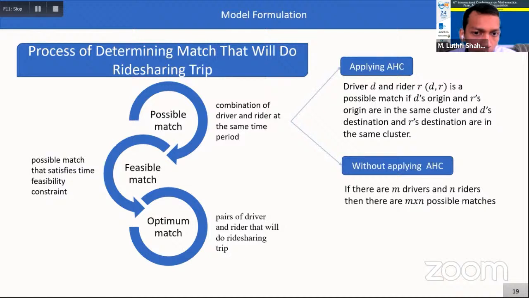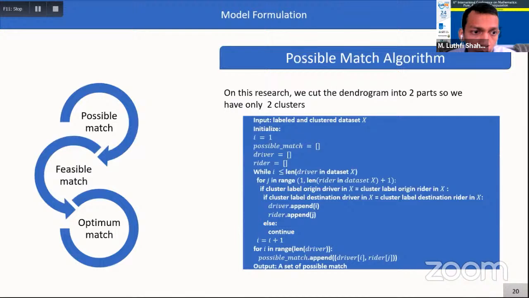By applying AHC, a match of driver D and rider R is a possible match if their origins are in one cluster and their destinations are in one cluster. The goal of using this criterion is to reduce the computation of driver-rider combinations that will be optimized. Also, the criteria of possible match assure the proximity of both drivers' and riders' origins and destinations.